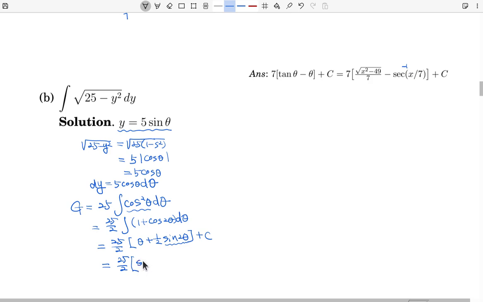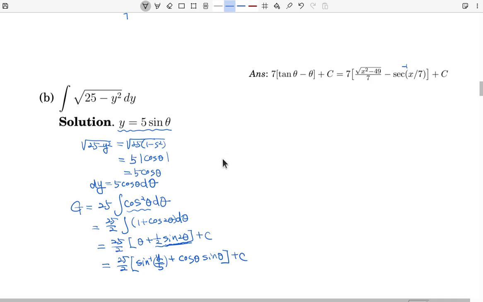Now there's arcsine of y over 5, and that is the same as, now this part is twice sine theta cosine theta, so that along with a half, it is cosine theta and sine theta plus c, right? Now sine theta itself is y over 5. Now we have to evaluate cosine theta.